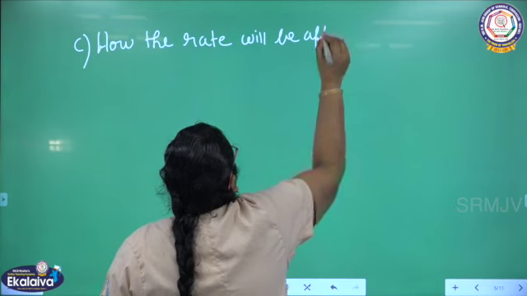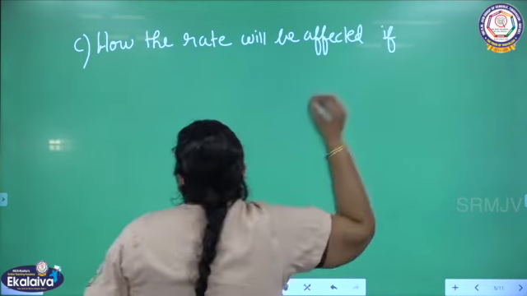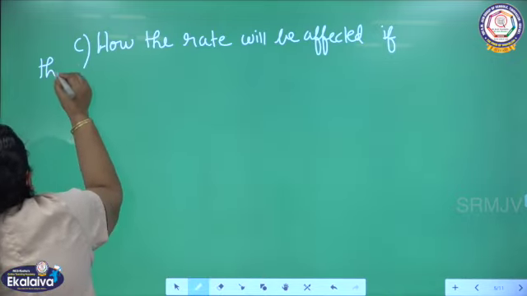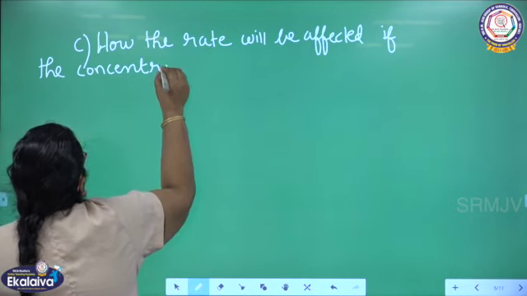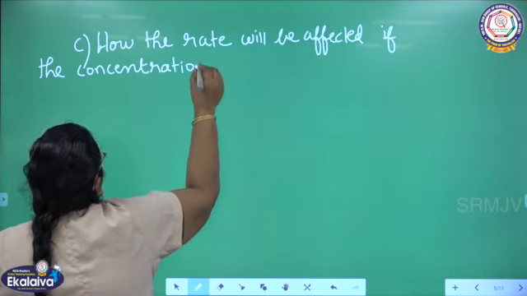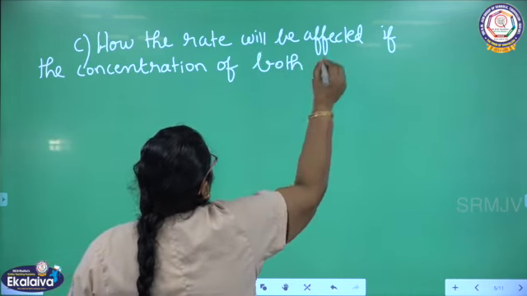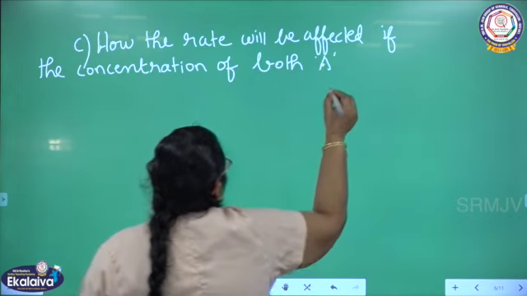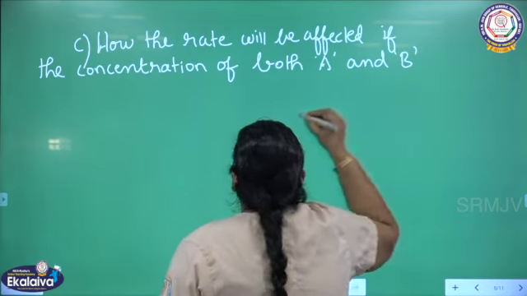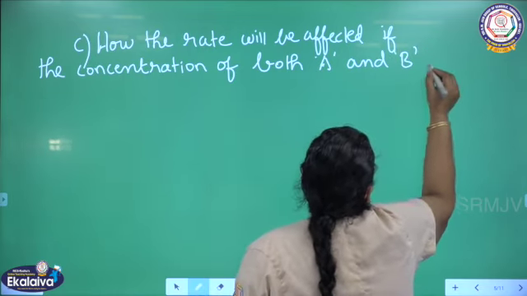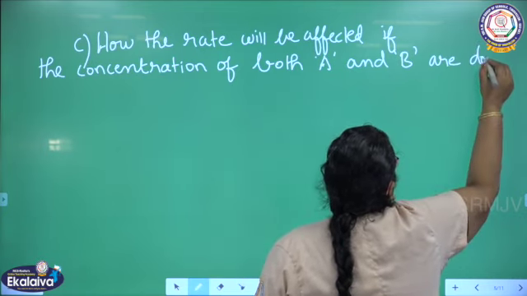How will the rate be affected if the concentration of both A and B are doubled? So what is this here? In this subdivision I am going to change the concentration of both A and B. What happens to the rate of the reaction if the concentration of both A and B are doubled?